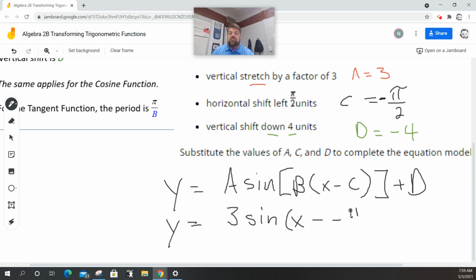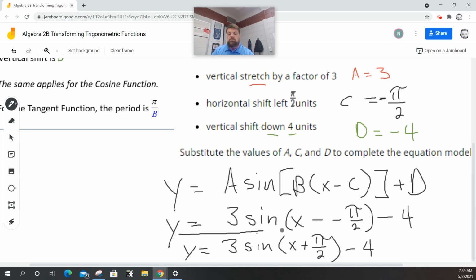And c is negative pi over 2. And then d is just negative 4. So then in the last step, I've got 3 sine of x. When you minus a minus, it becomes a plus, pi over 2, minus 4. And that's the final answer.